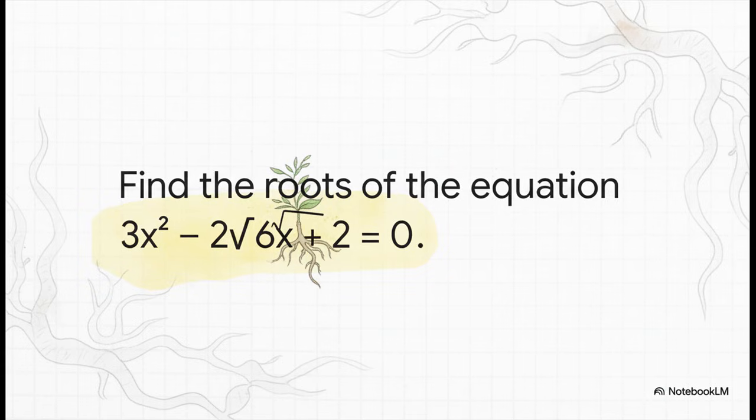That square root of 6 sitting in the middle definitely looks intimidating. But let's just trust our method. We need to split negative 2 root 6x into 2 pieces. The most logical way is to just split it in half into negative root 6x and another negative root 6x. Let's see what happens.